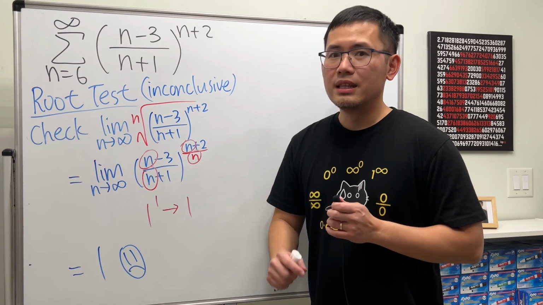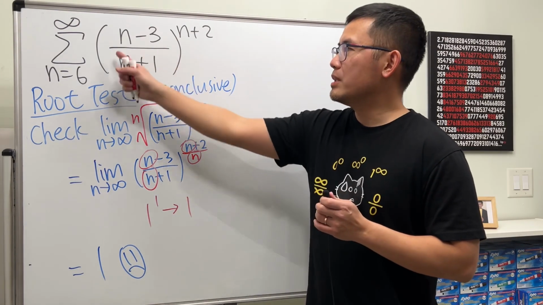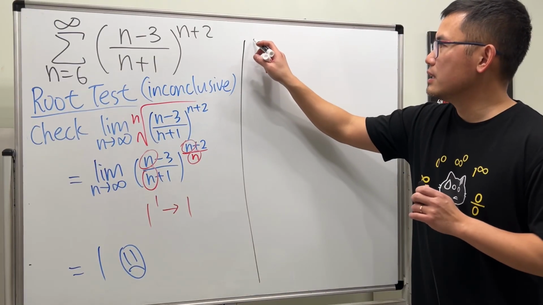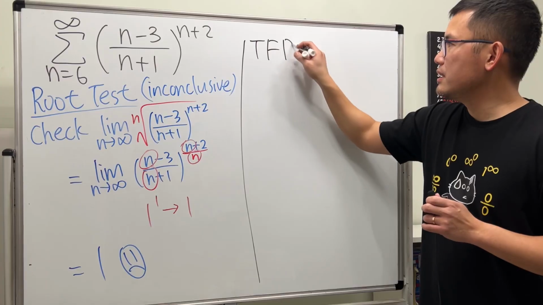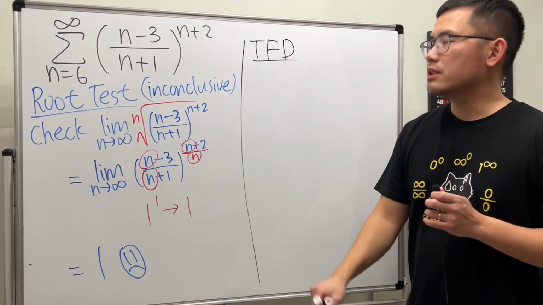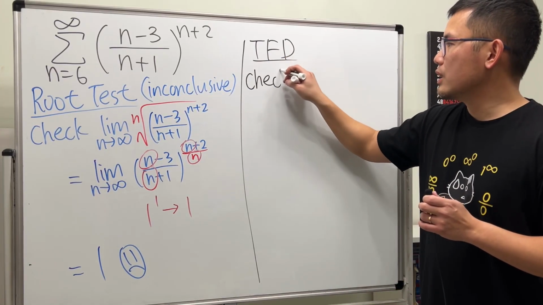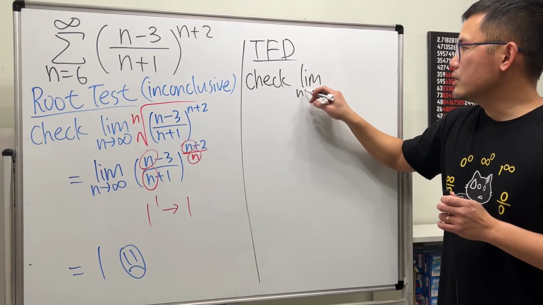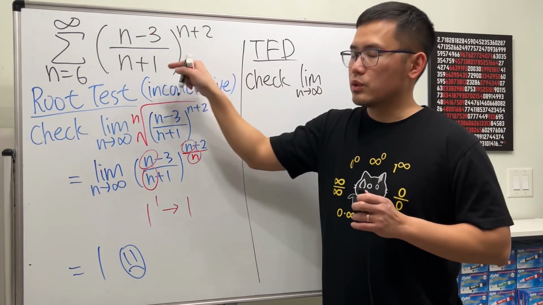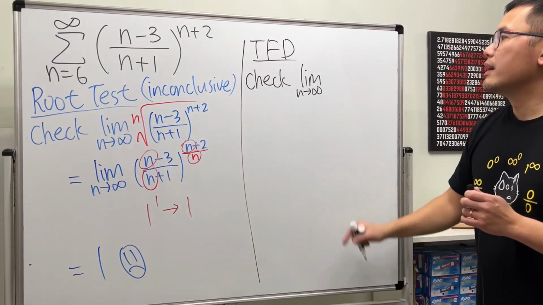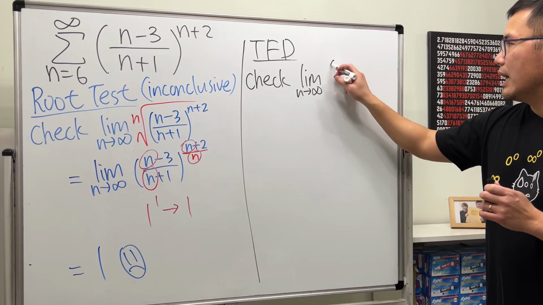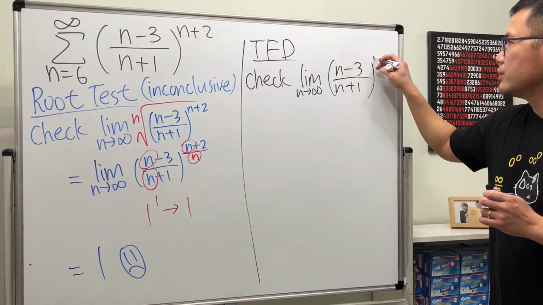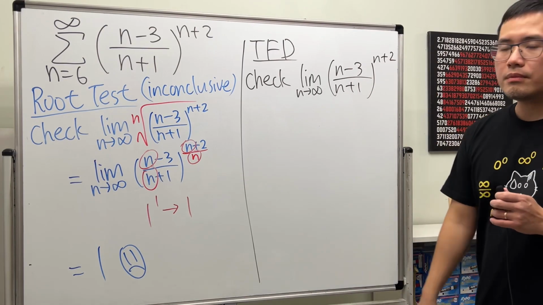Before we do the root test, let's just take the limit of this term. This is also called the test for divergence, TFD. All we are going to do is check the limit as n goes to infinity of just this, without the nth root. So we will have n minus 3 over n plus 1 raised to the n plus 2 power.